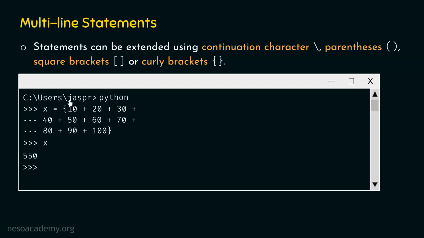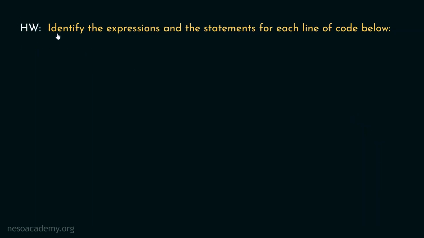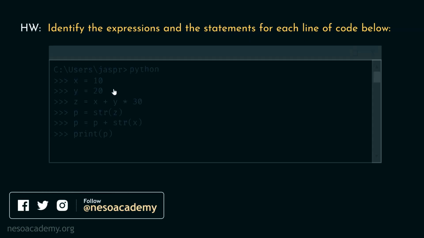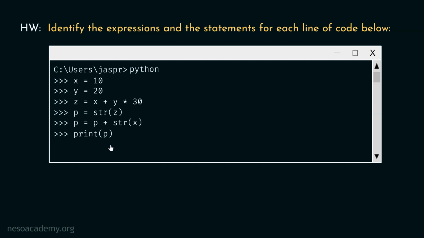This time in place of parentheses we have curly brackets, and we can use curly brackets to extend statements in multiple lines. So we have learned how to use multi-line statements. Now let's move on to the homework problem of this presentation. Identify the expressions and the statements for each line of code below. So we have this code, and your job is to determine out of these lines which are expressions and which are statements. After finding the answers, please post your answers in the comment section.